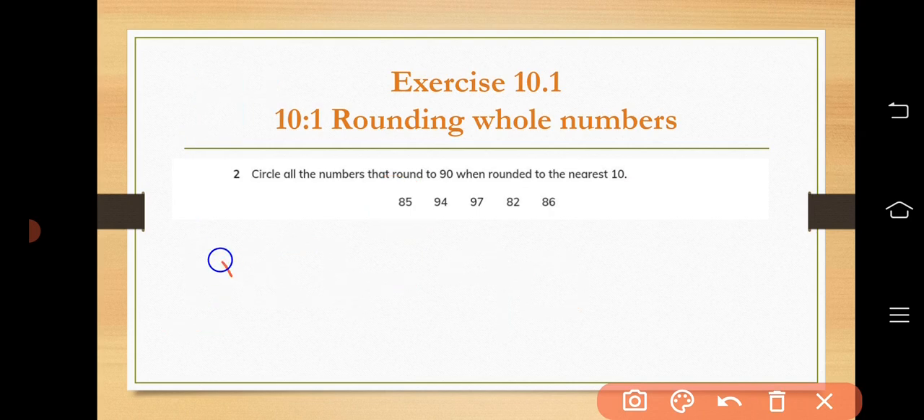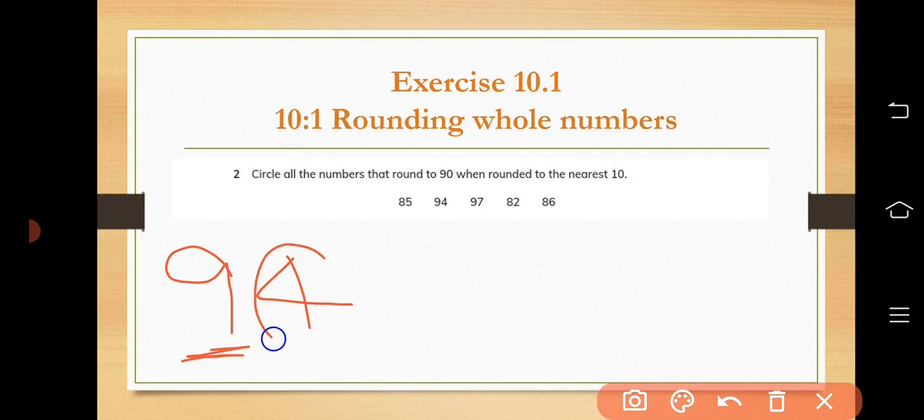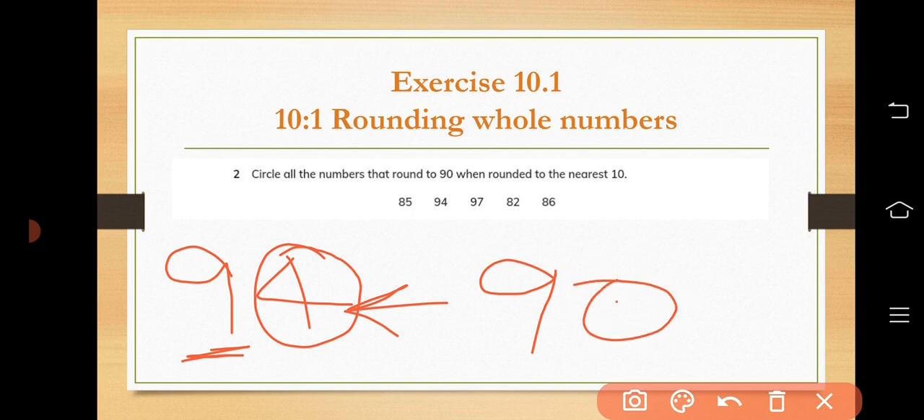Check the next number, that is 94. So you have to underline this value and circle this value. Now here you see that this is less than 5. So you have to round down. So this 9 remains the same and this 4 becomes 0. So it also becomes 90. So you have to circle this number.